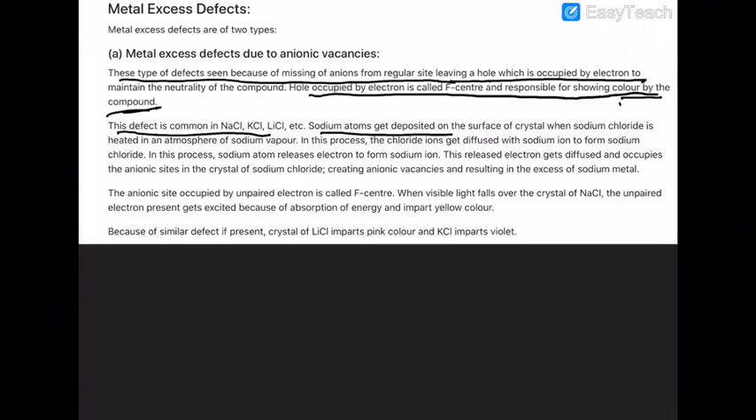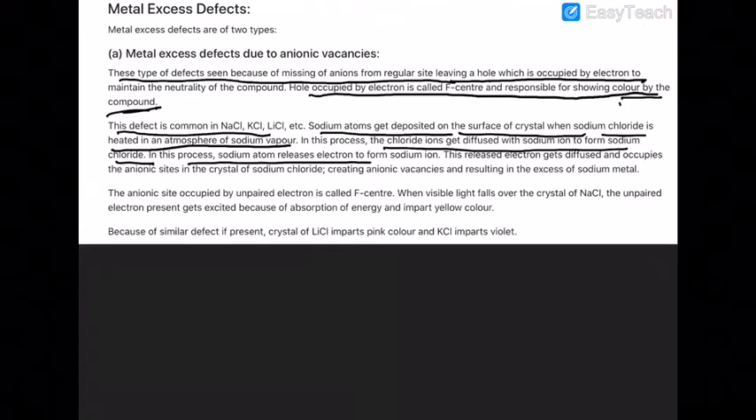Sodium atoms get deposited on the surface of the crystal. When NaCl is heated in the presence of sodium vapors, some of the chloride ions will diffuse with the sodium ions and NaCl is formed. In the process, the sodium atom will release one electron to become a sodium cation. That released electron diffuses and occupies the anionic site. So the electron trapped in an anionic site is known as what? It is known as an F center.